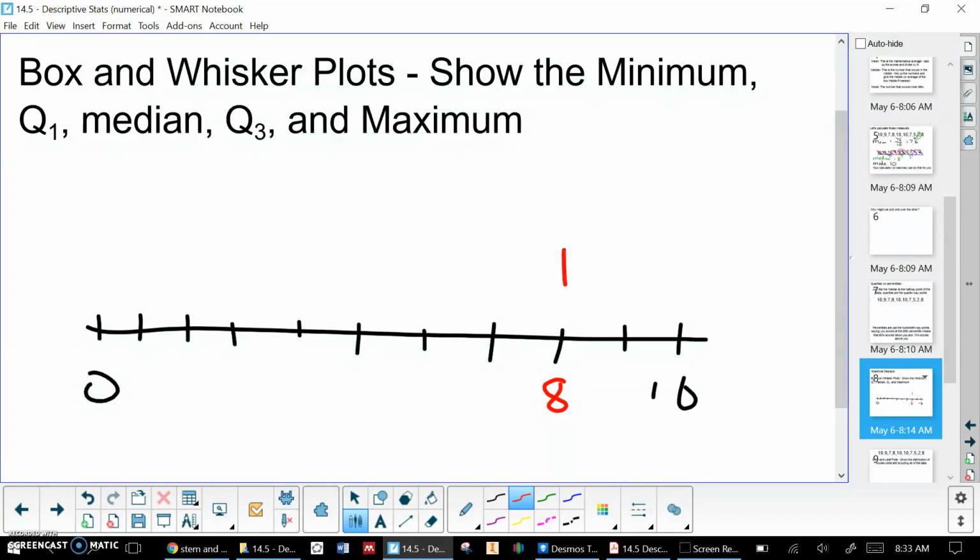Next we'll look at our quartiles, and our quartiles were 10 and 7, and so we'll put a line there and a line there. This is what we call the box of the box and whisker plot, and so that includes the middle half of our data. Half of our data falls between 7 and 10.